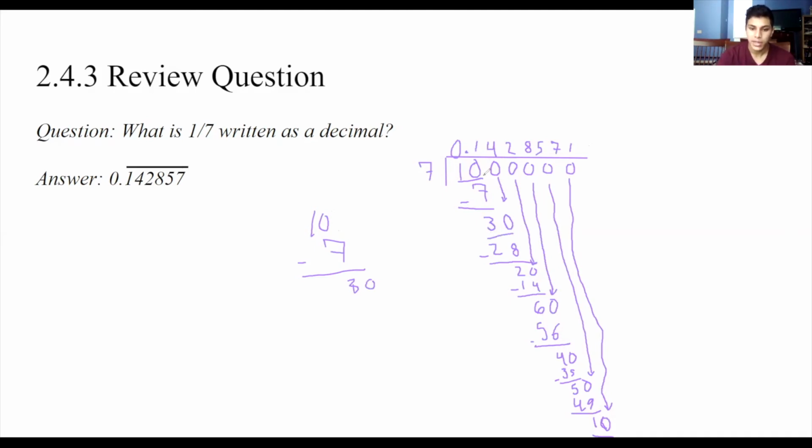So first you divide by 10, 30, 20, 60, 40, 50, and then you repeat 10, 30, 20, 60, 40, 50, which means your answer is going to keep repeating as well: 1, 4, 2, 8, 5, 7. Since the 1, 4, 2, 8, 5, 7 repeats, this is where you put the bar. So your final answer should be 0.142857 bar.